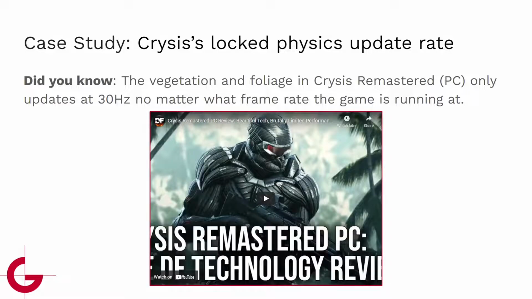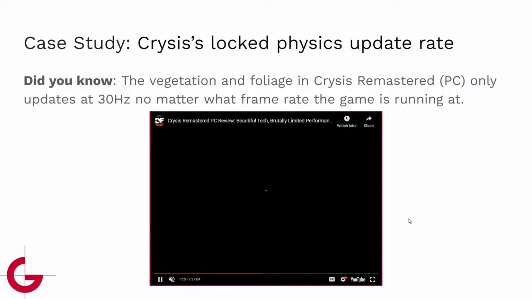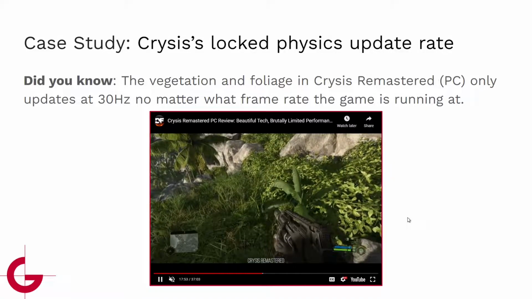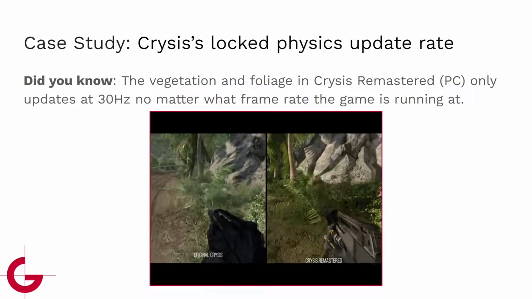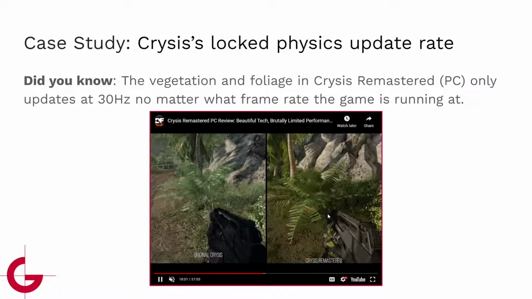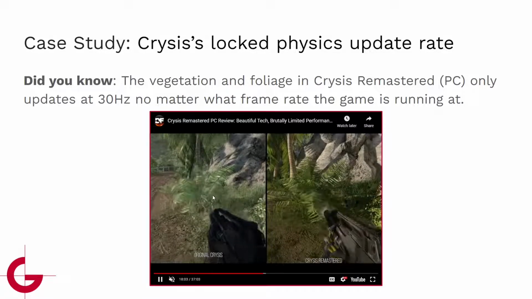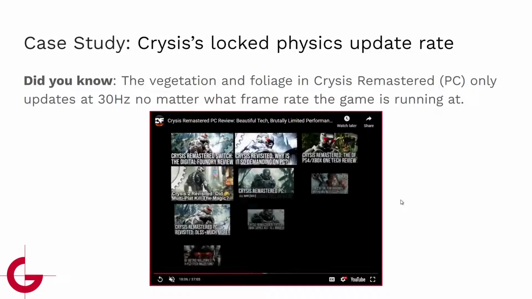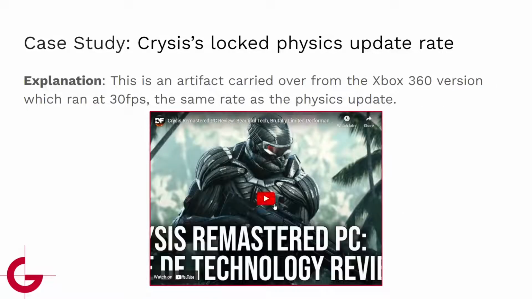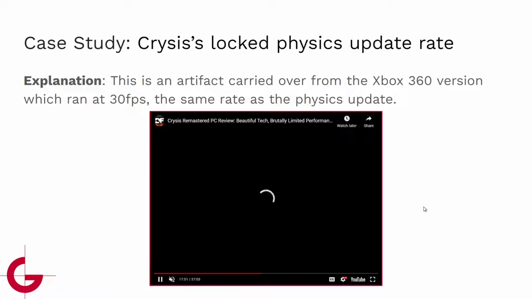And I have this really interesting case study about Crysis Remastered on the PC. I'm going to play the video, but essentially what happens is the plants, the vegetation, and the foliage only update at 30 hertz, while the game, as you can see on the right here, looks very, very choppy and very weird compared to the left. Well, the game can be running at 100, 200 frames per second. So what happened there? Well, the explanation, I'm going to play the video again so you guys can see.